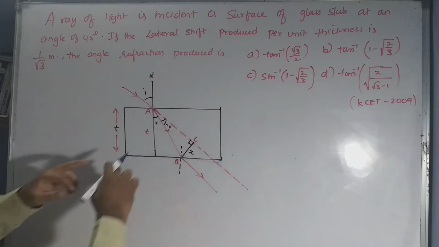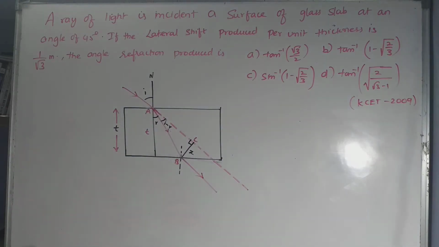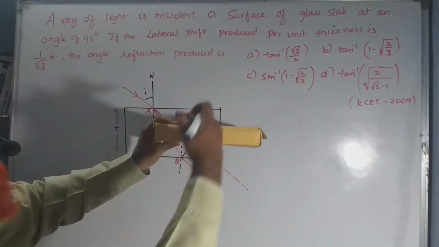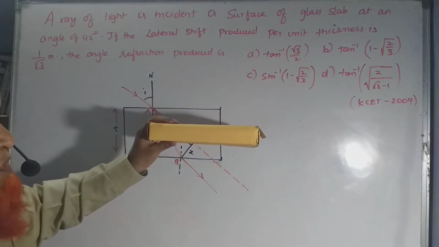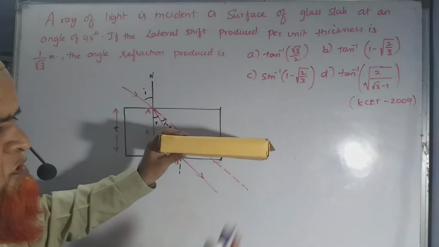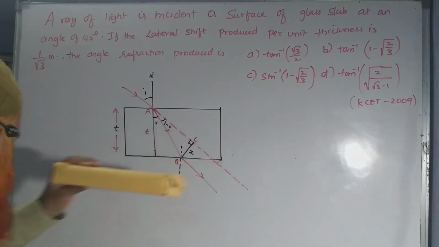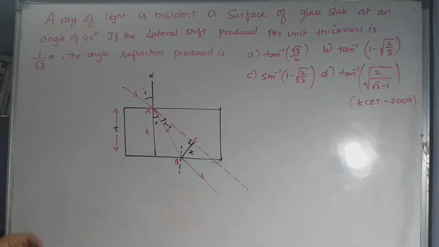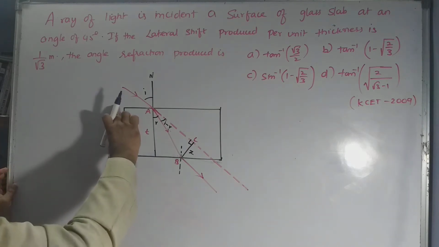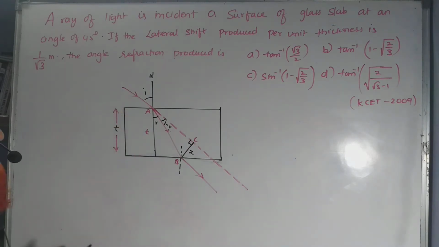This is a side view of a glass slab. What is the meaning of this? I am drawing only this much part because we are unable to see the back part. I am drawing only the topmost view of the glass slab. In this glass slab side view, the thickness of the glass slab is considered to be T here.